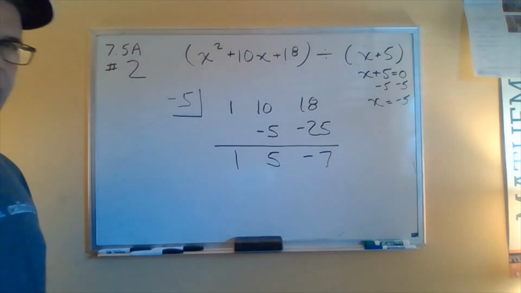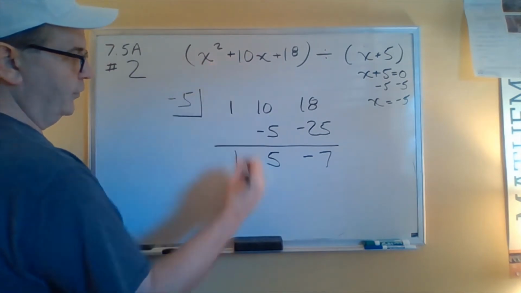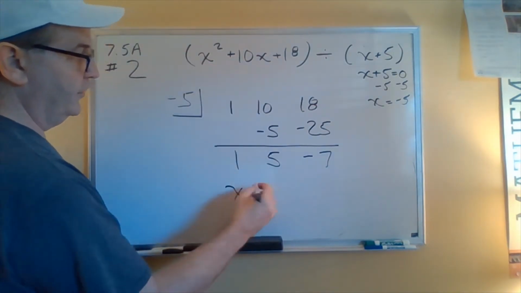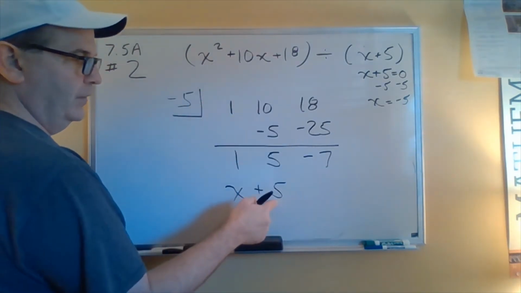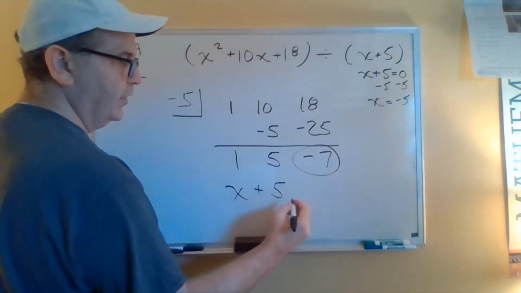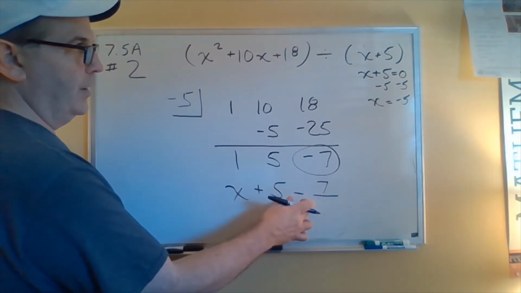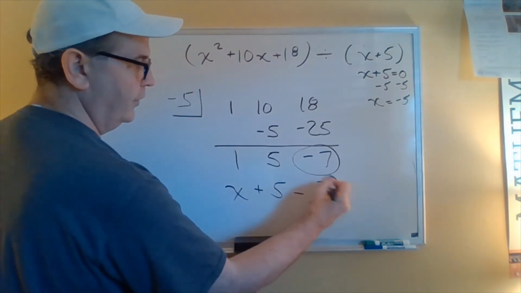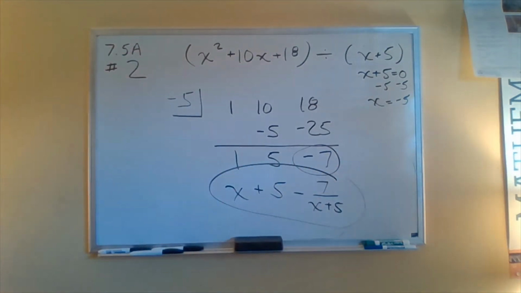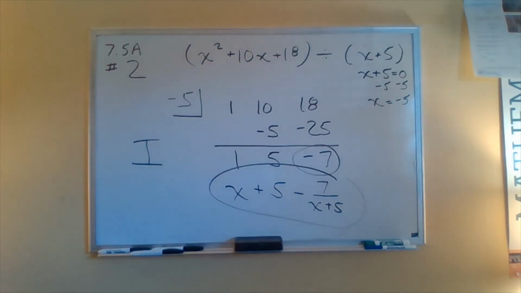So these are the coefficients of our answer. We're going to start with our exponent 1 degree lower. So we're going to go from x squared to x. That's 1x. Now plus 5. When we go 1 degree down from x to the first, we get to a constant, which means this is going to be our remainder here. So it's going to be minus 7. The 7 is going to go in our numerator. What goes in our denominator is our original divisor up here, x plus 5. So our answer for number 2 is x plus 5 minus 7 over x plus 5. And for the purposes of our riddle, that corresponds to the letter I.